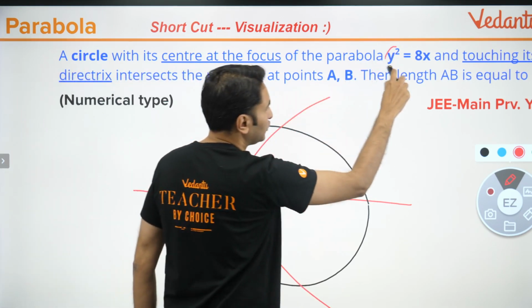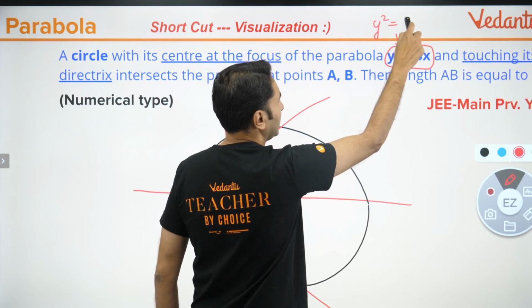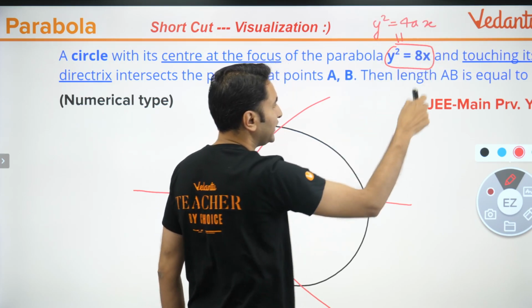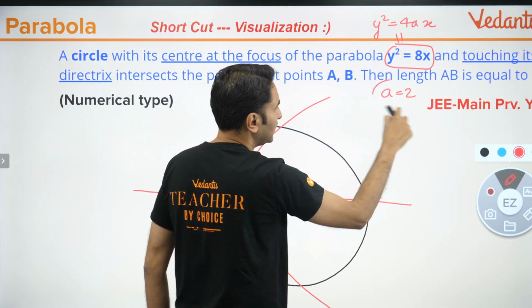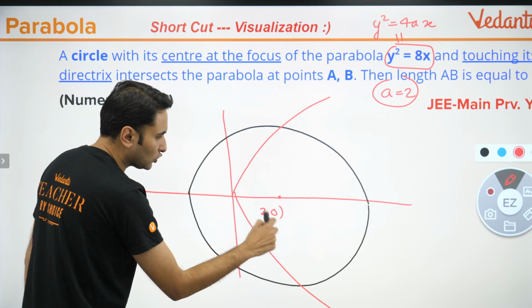The parabola is y square is equal to 8x. So compare it with y square is equal to 4ax. What will a be? a is 2. So what is the focus? The focus is 2, 0.